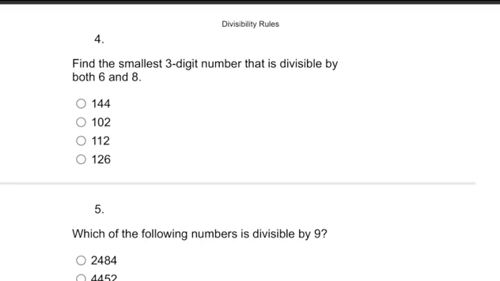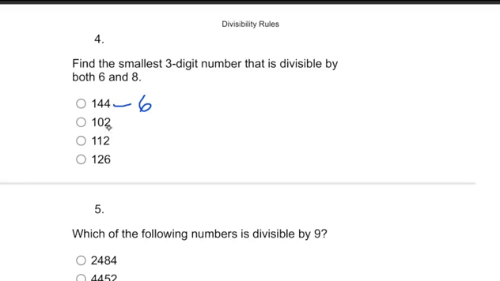So let's check this one first. The first number is divisible by 2 and also divisible by 3, so it is divisible by 6. Let's check, can 8 divide it? 8 in 14 is 1, remainder 6. 8 in 64, 8 can also divide it. So I think the answer is 144.